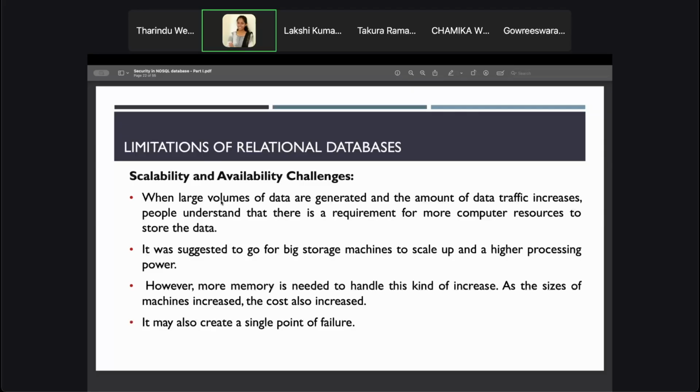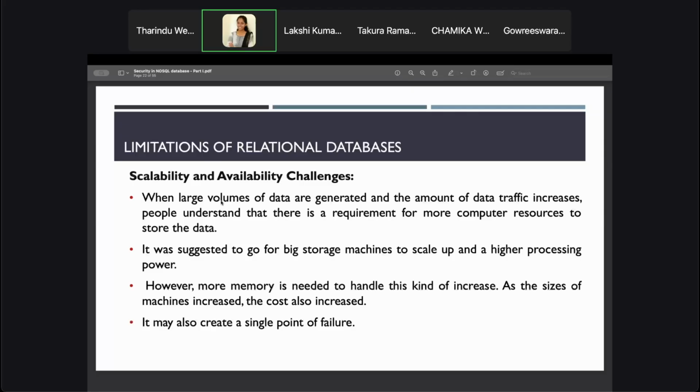Another issue is, if you have one server, there is a probability of a single point of failure, right? What is a single point of failure? If one fails, the whole system fails. Yeah, exactly. When there is a centralized database like a relational database management system with only one server, if that server fails, you cannot access your data anymore. So that is the single point of failure issue.